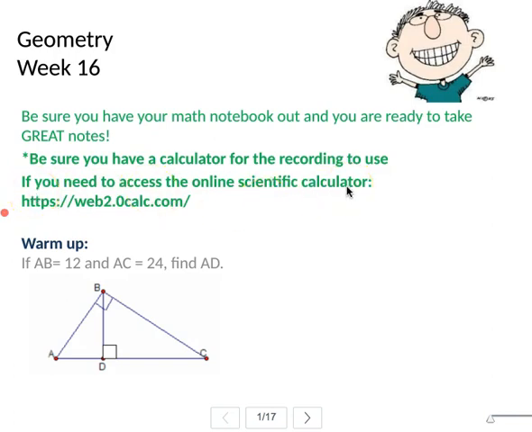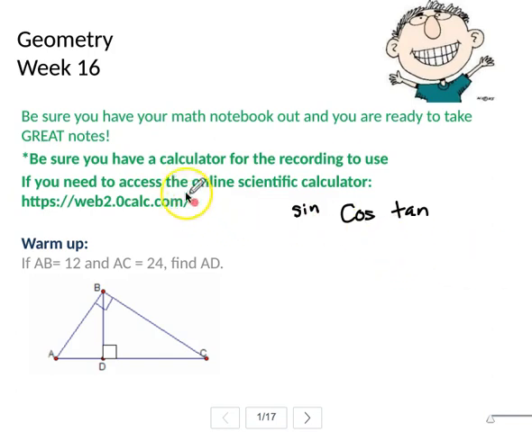And a scientific calculator is going to have sine, cosine, and tangent written on it, and it's going to be written as SIN for sine. So look on your calculator for sine, cosine, and tangent on your calculator.